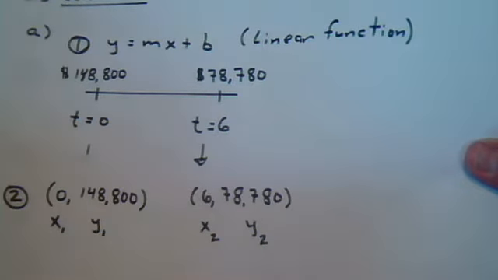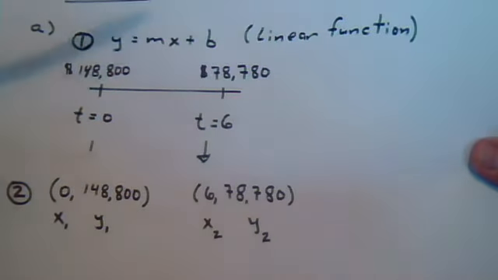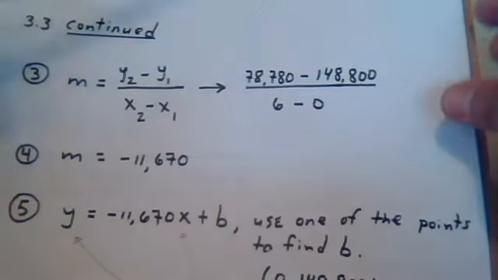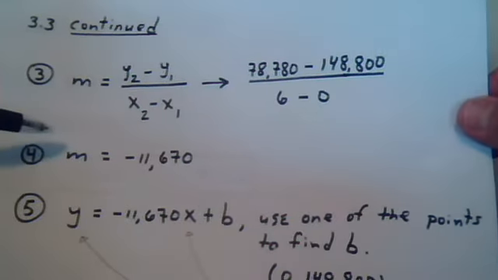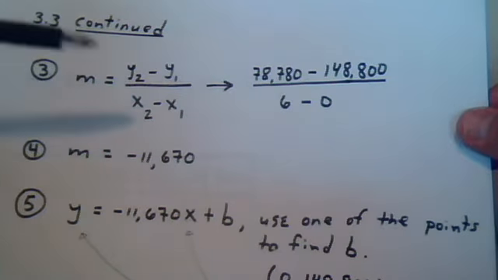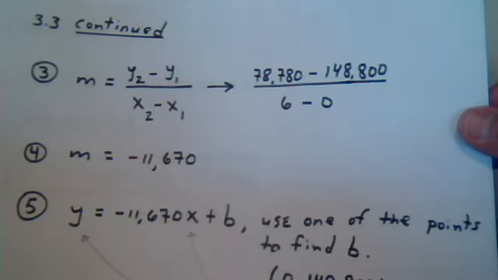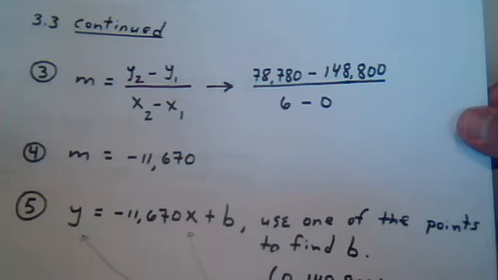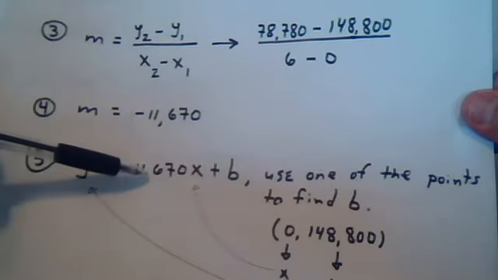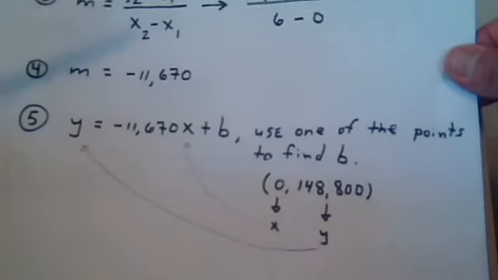Label your points. And now we could figure out the m of the equation. This m has a formula. So there's the formula. Plug in the numbers and simplify. And you come up with a slope of negative 11,670. And we expected a negative because it's depreciating. The price is coming down. So this is where the m used to be. So you put the number we found right there. We know what the m is, so you put the number it represents.